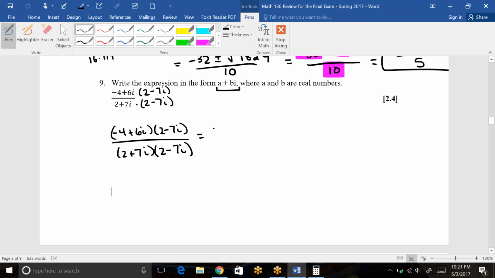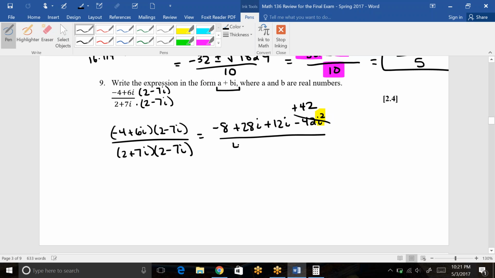So negative 4 times 2 is negative 8. Negative 4 times negative 7i would be positive 28i. 6i times 2 would be 12i. 6i times negative 7i would be negative 42i squared. Remember that an i squared is a negative 1, so this guy can actually be marked out, and it is positive 42.